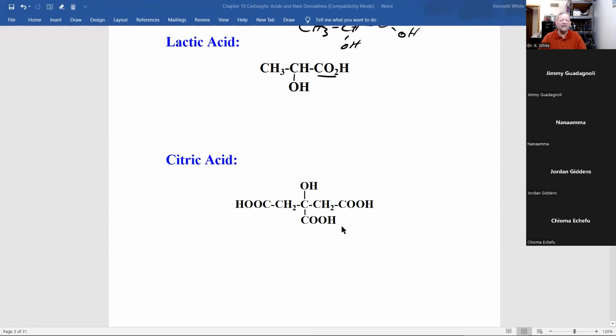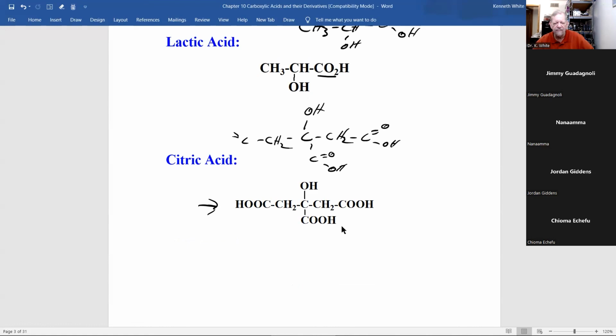All right, again, I thought you'd like to learn about these things. Here's how my software wrote it. I didn't want to fight with it, but let me write it this way. And this is called citric acid.